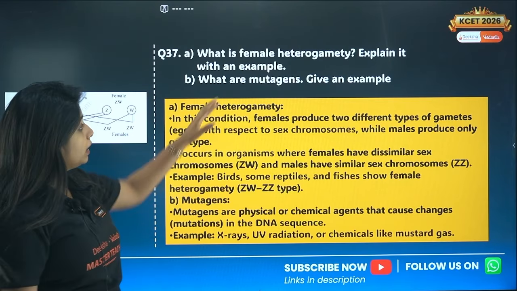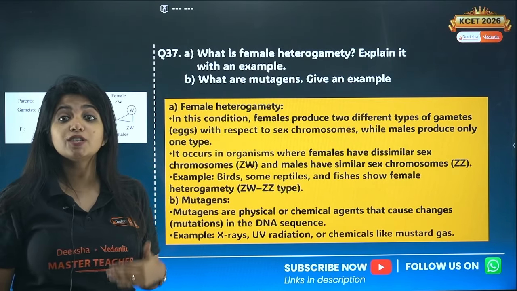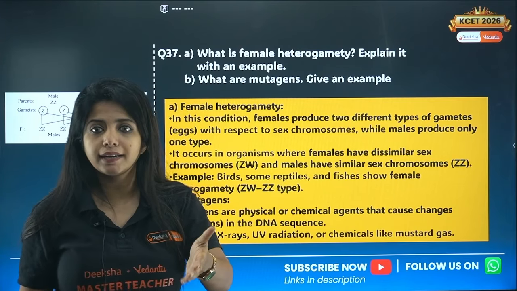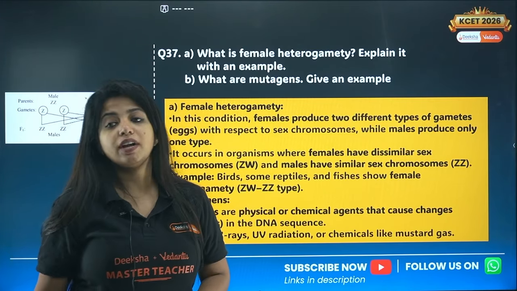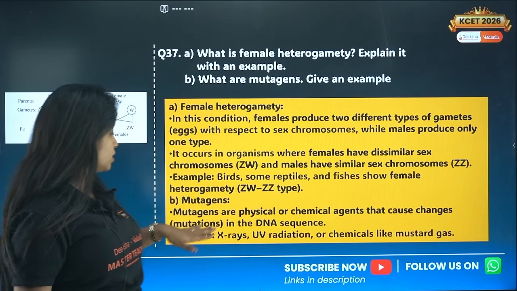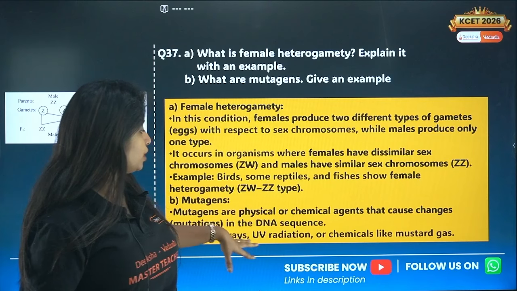Okay. Now, what are mutagens? Mutagens are the ones that cause mutations. For example, UV radiation. UV radiation has a direct impact on our DNA. It can cause mutations out there. So that is known as mutagens. Mutagens are physical or chemical agents that cause changes or mutations in the DNA sequence.